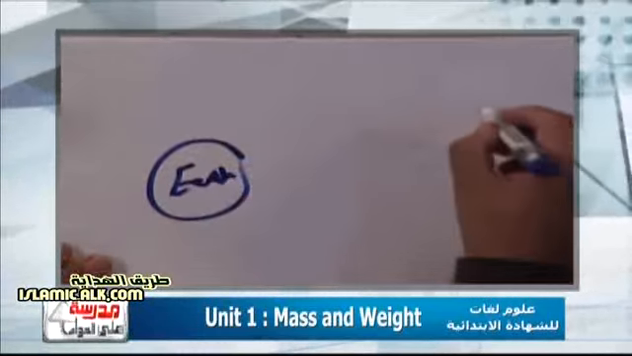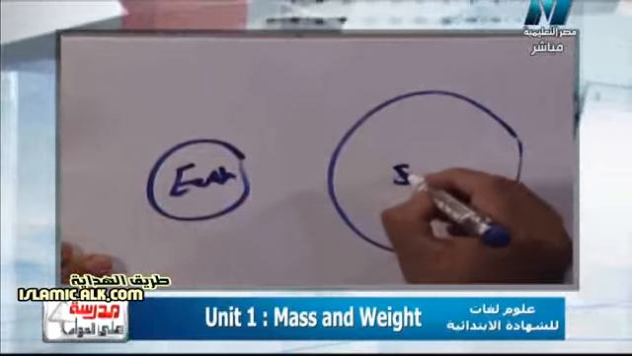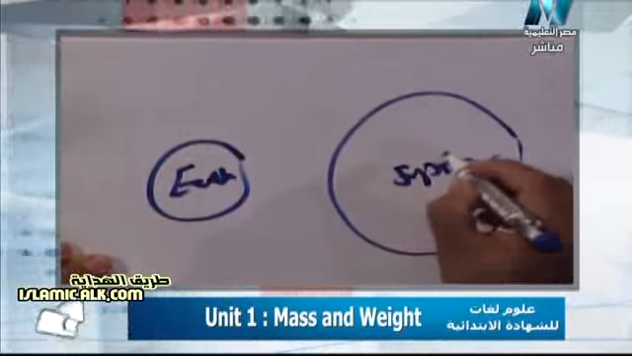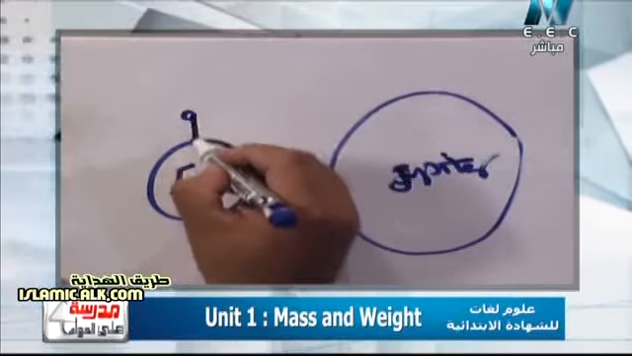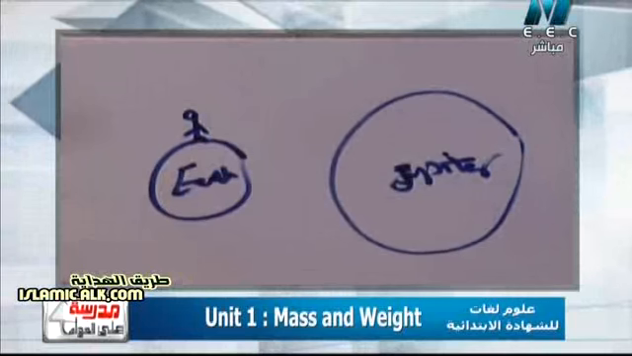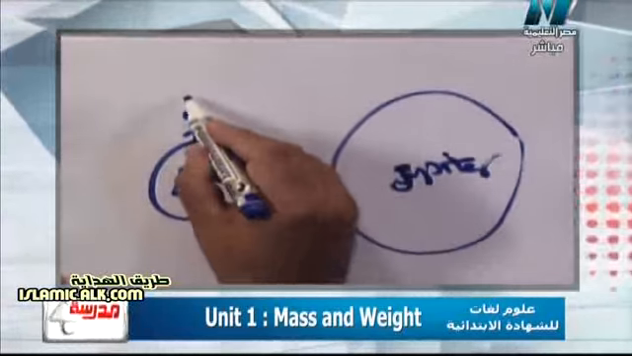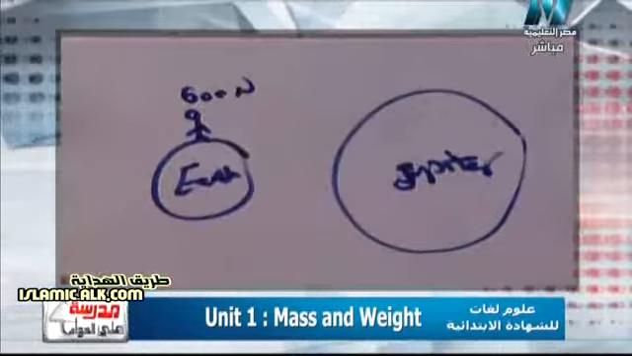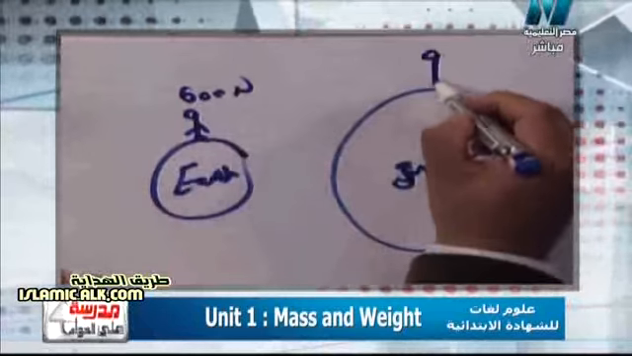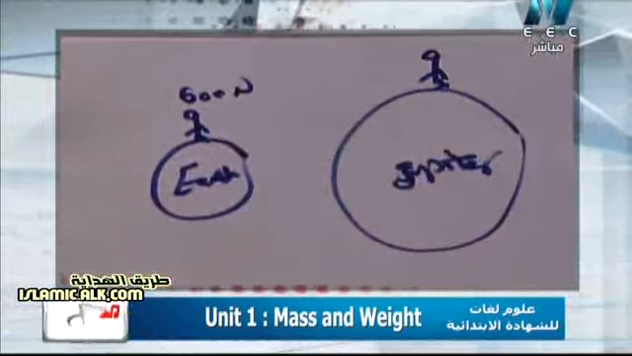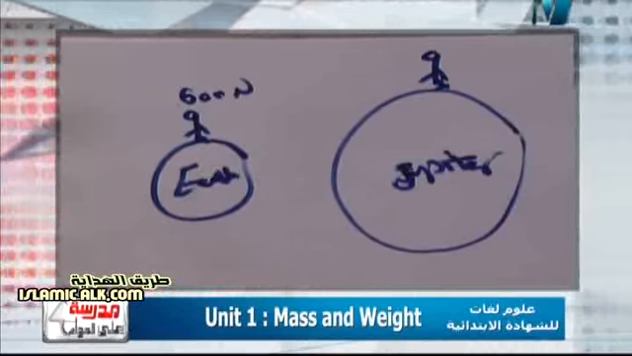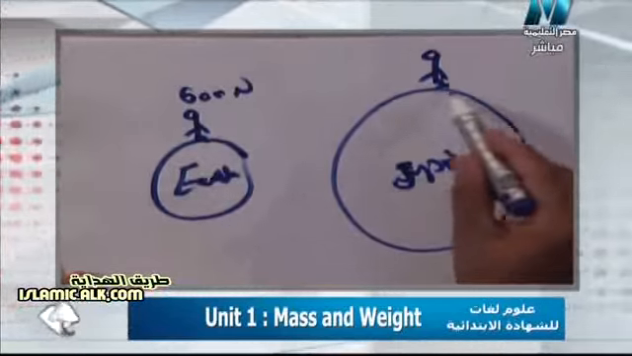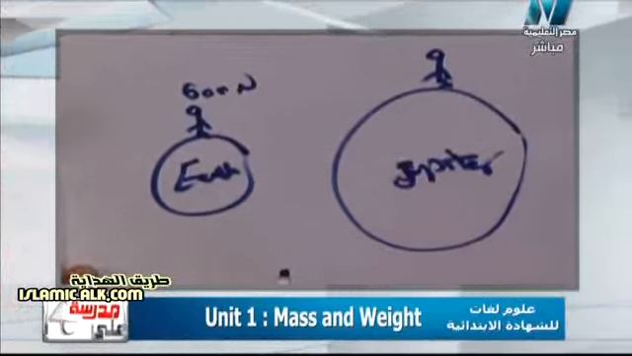You know that Jupiter is the biggest planet and it's much bigger than the Earth. You know Jupiter? Okay. So if someone is standing on the Earth, he will have a weight, for example, 600 Newton. What happened to the weight of the same person if he moves to the planet Jupiter? Surely it will change. But by increasing or decreasing? Surely Jupiter is bigger than the Earth, so it attracts the same person more.